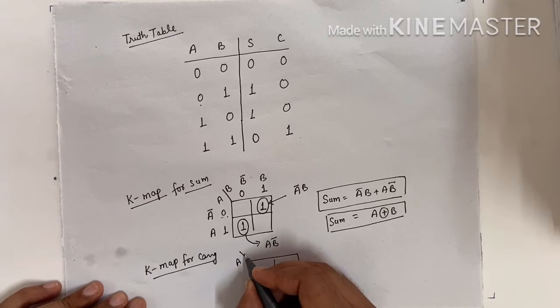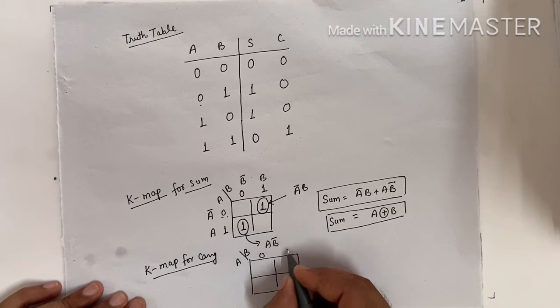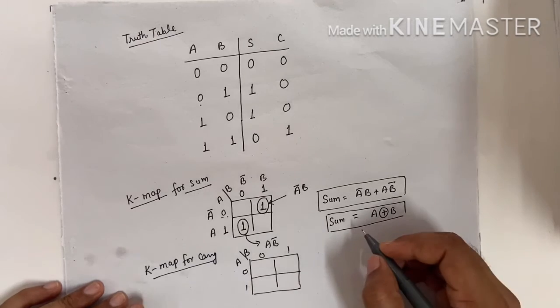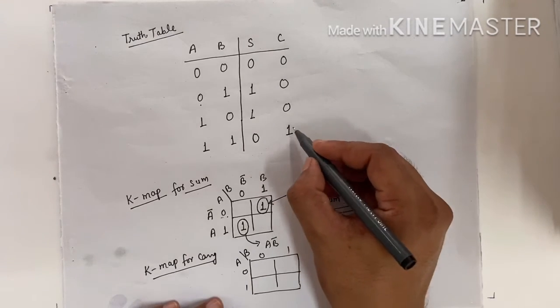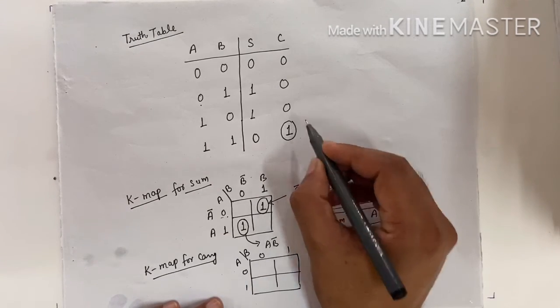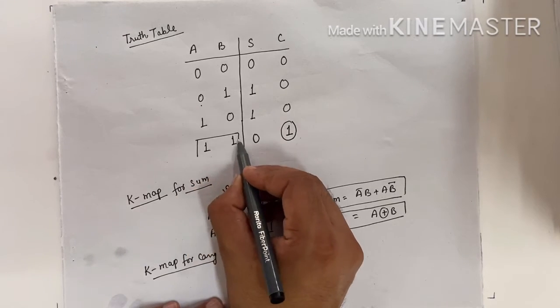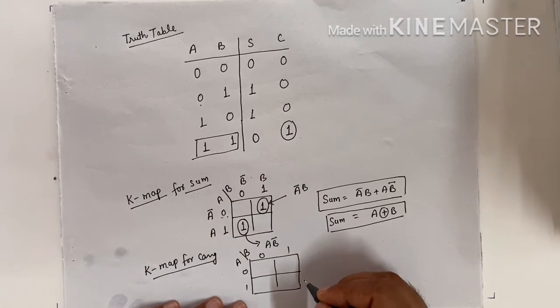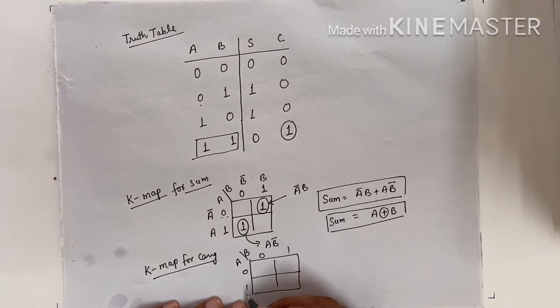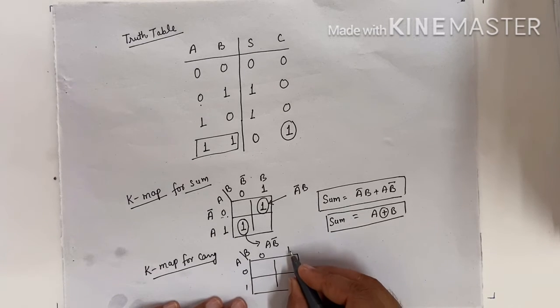We have to write A here, B here: 0, 1, 0, 1. Now we get carry in only one condition, which is 1 and 1. If A is 1 and B is 1, we get carry 1. So A is 1 in this column and B is 1 in this column, then we get only this.